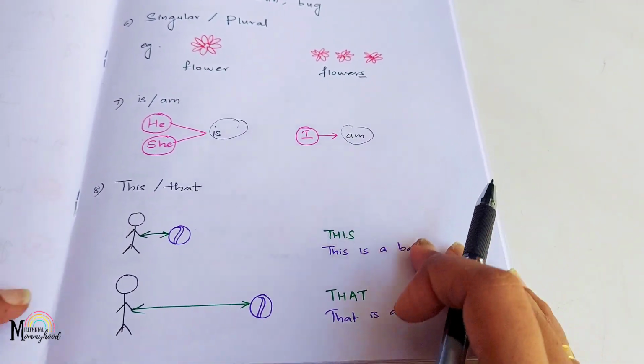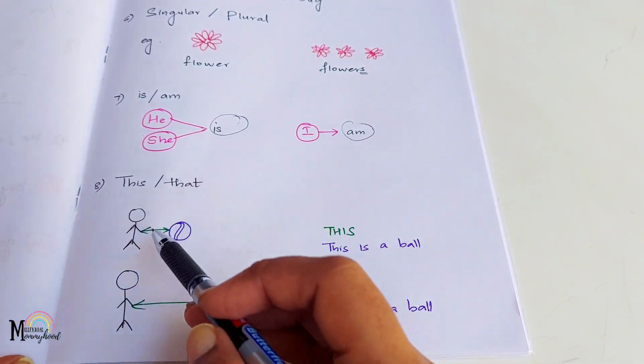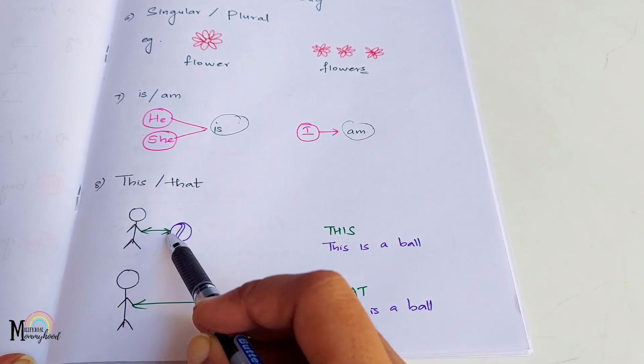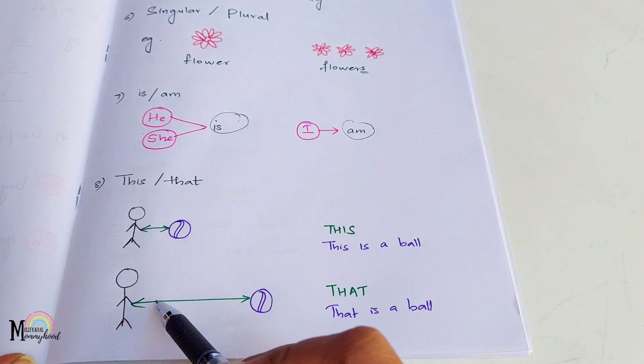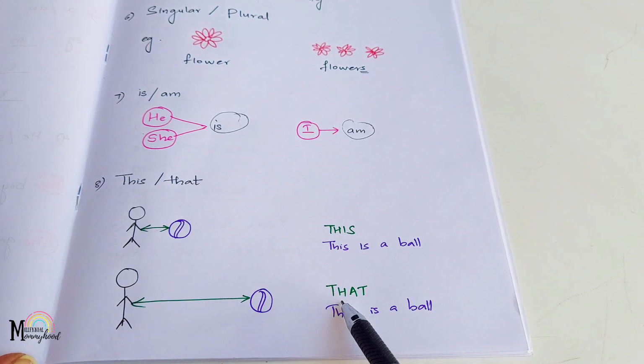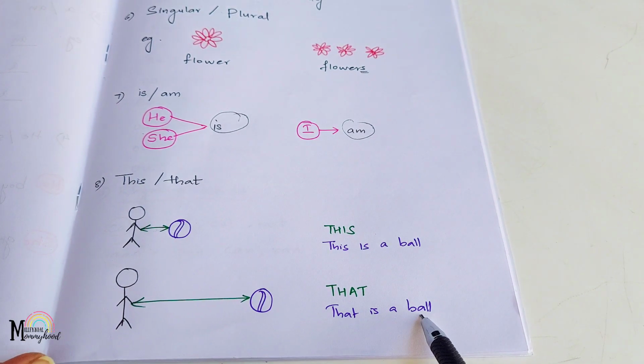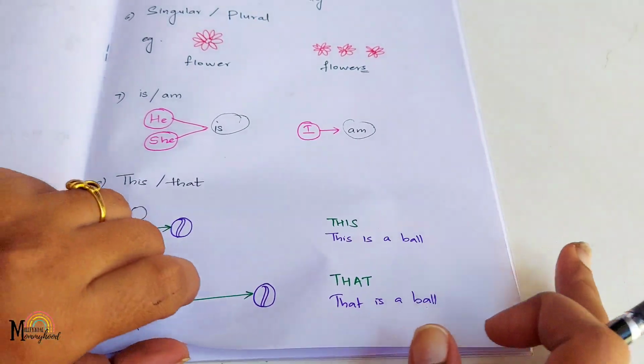The next concept is this and that. So if something is very close to you, you call it this, and if something is very far from you, you say that. For example, this is a ball, that is a ball. They are given different sentences for the same.